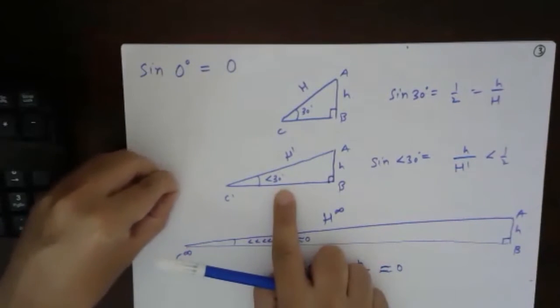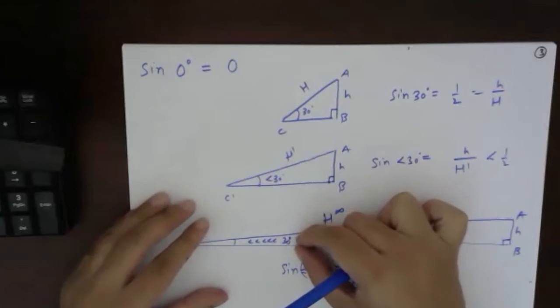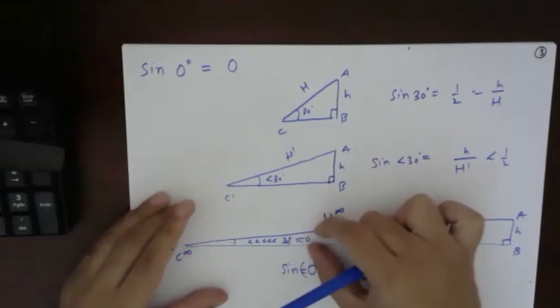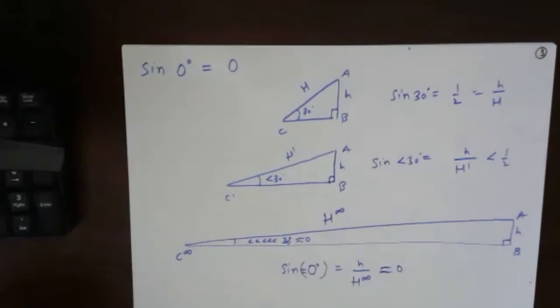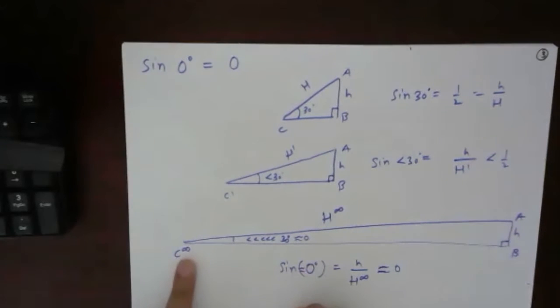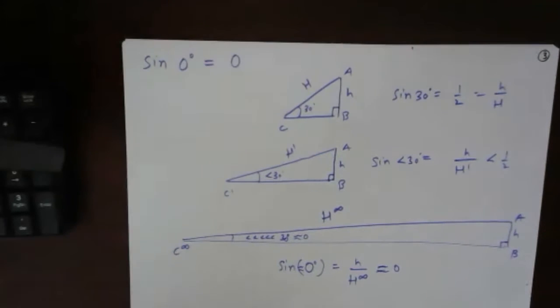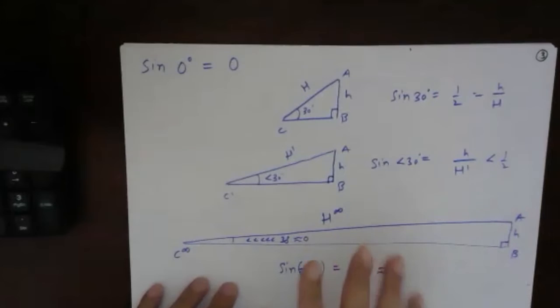When I keep on stretching this, this angle will keep on getting lesser and lesser. I'm taking this C to infinity, which means I'm stretching it for a very, very long distance. So this angle will almost become equal to 0, right?